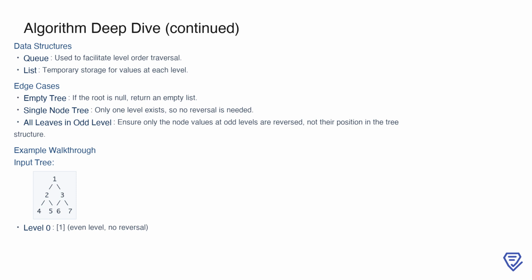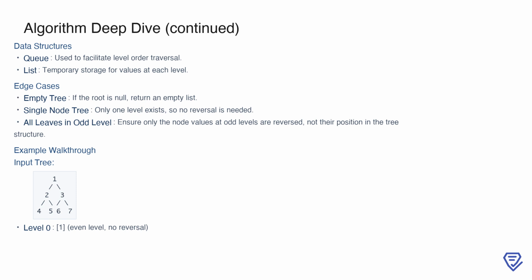Another important edge case is when all leaf nodes appear at an odd level. In such cases, we must ensure that only the values of the nodes at that level are reversed, not their positions within the tree structure. These considerations help ensure the algorithm is robust and handles a wide variety of input scenarios correctly.